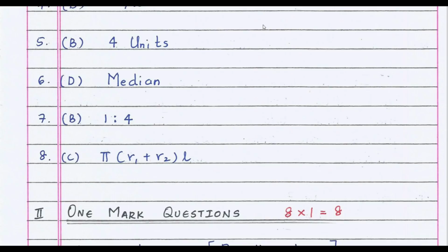For the seventh question, the ratio of the area of triangle ABC to the area of triangle AD is 1:4. You just need to square the corresponding sides, 1 square is to 2 square, that is 1:4. Then the eighth question, the CSA of a frustum of a cone is what? Pi (R1 plus R2) into L.